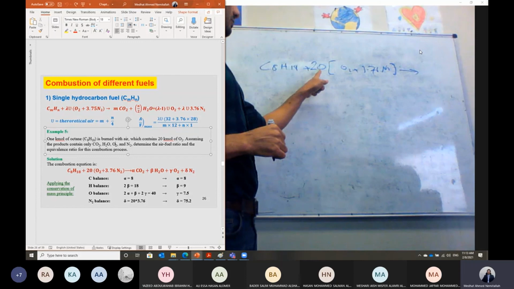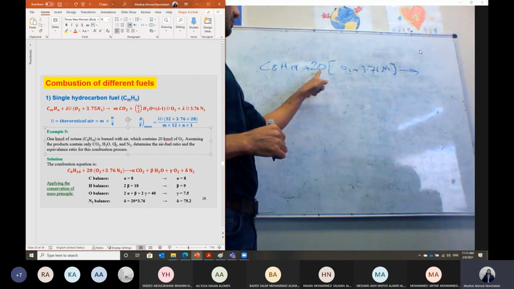Usually we write CmHn, and then we have m CO2 plus n over 2 H2O, but all of this is by knowing the lambda or excess air factor. Here he didn't give the excess air factor. So let's say we have alpha CO2 plus beta H2O, plus gamma O2 plus delta N2, any parameters. Okay, so can we make it like this? And in this case, we can just make balances.